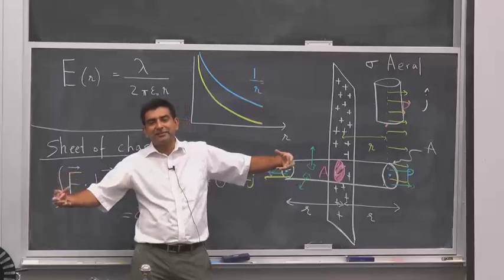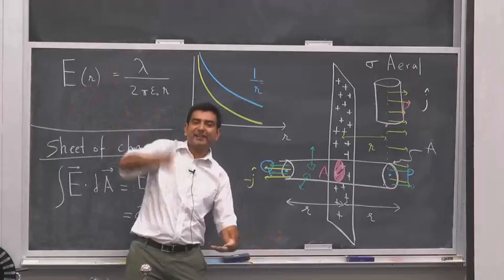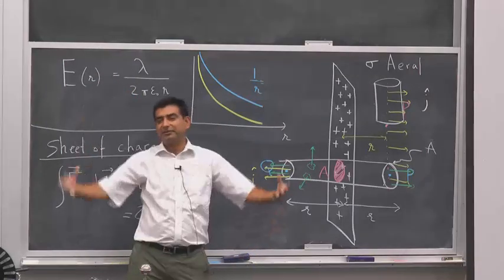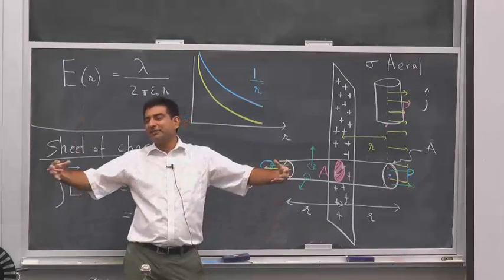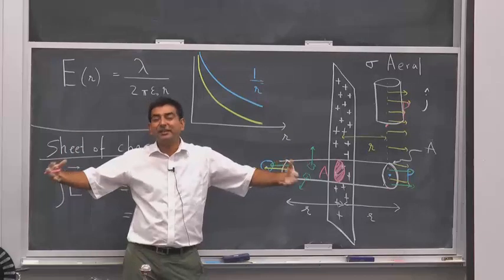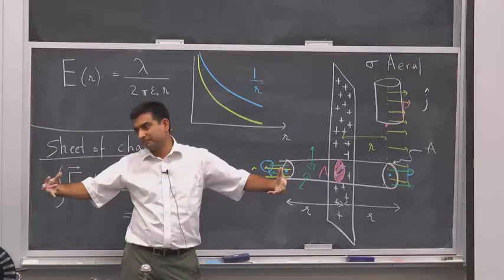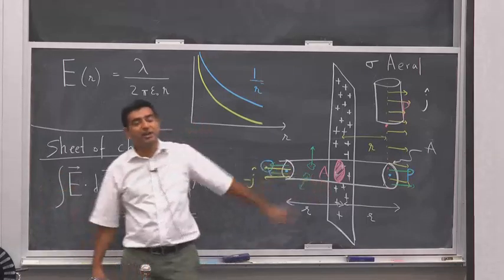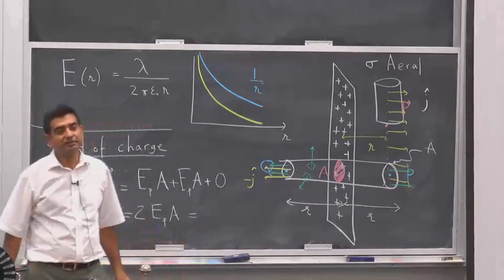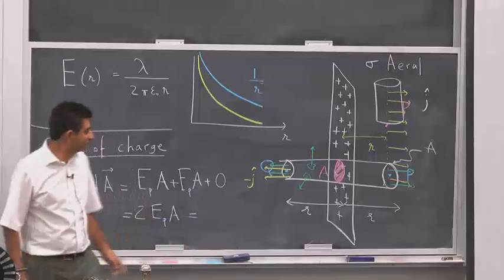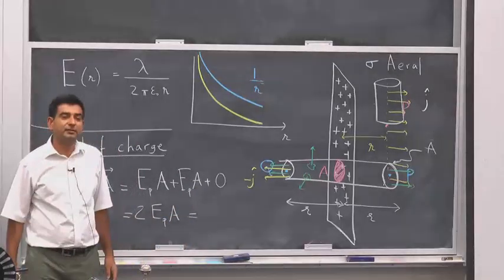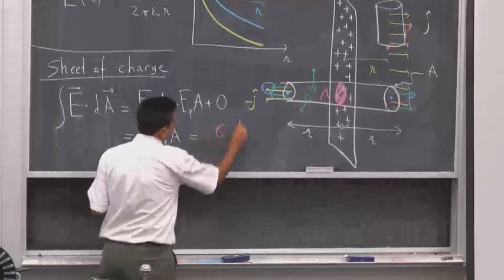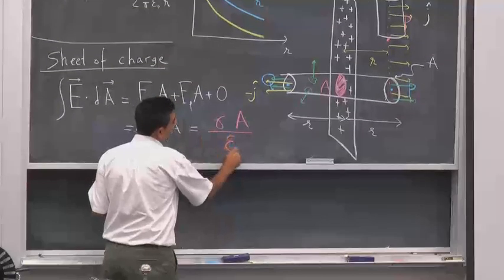If I draw my cylinder so that it's tilted, then the area enclosed will be different, and then I'll have a real problem calculating the electric field. So I use a Gaussian surface that imitates the symmetry of the problem. So now what's the charge enclosed, my friend? It's sigma into A, and I divide this by epsilon naught.